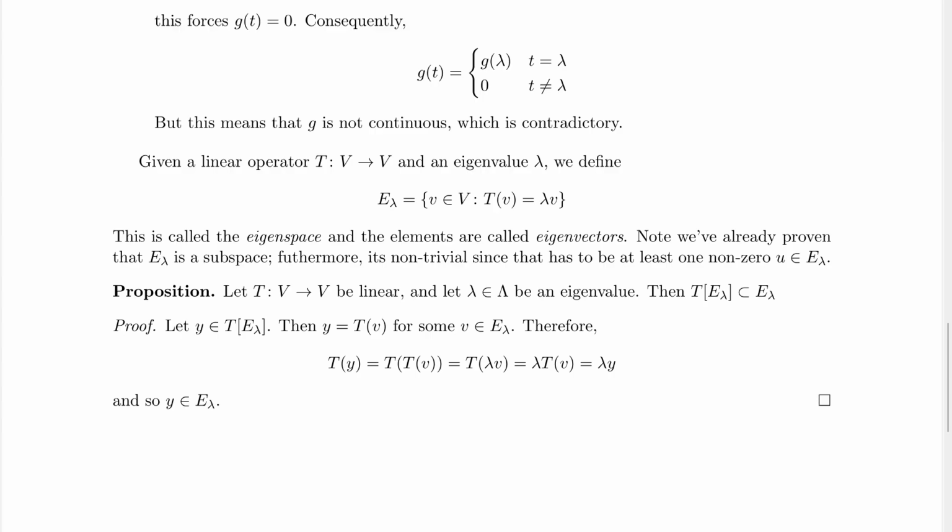So, in light of this proposition right here, that the image of your eigenspace remains in your eigenspace, the eigenspace is given a fancy name. It's called an invariant subspace of T. It's a subspace that when you apply T to it, it doesn't go anywhere. It just hangs out in the subspace. It's invariant under its action, hence its name.